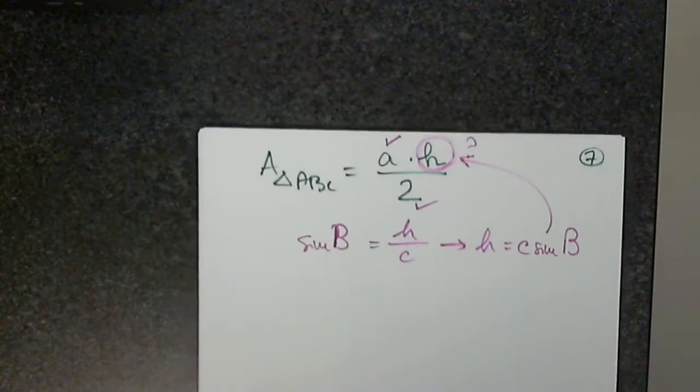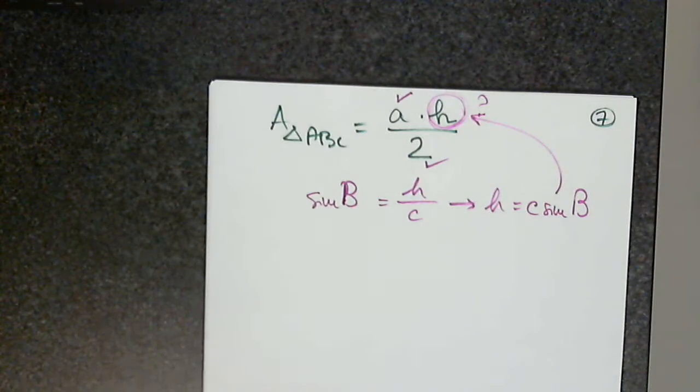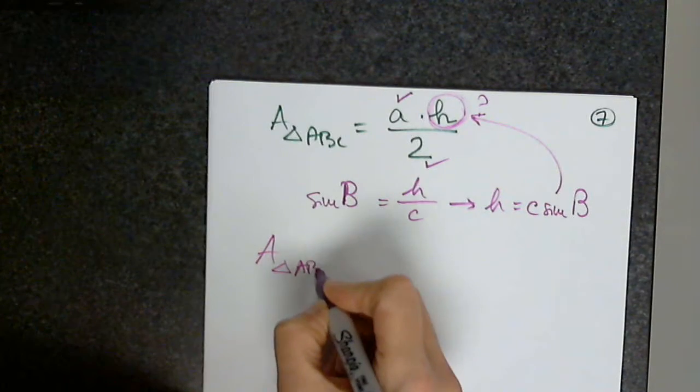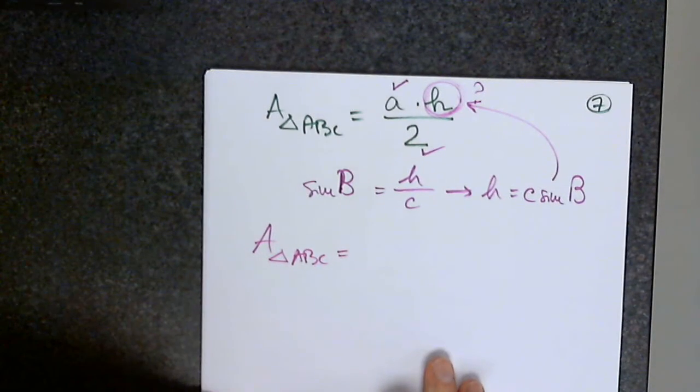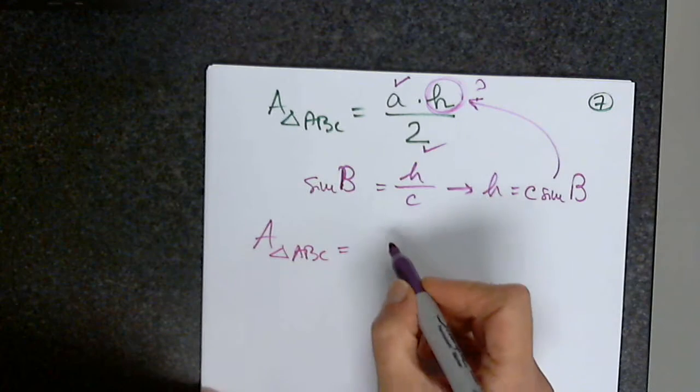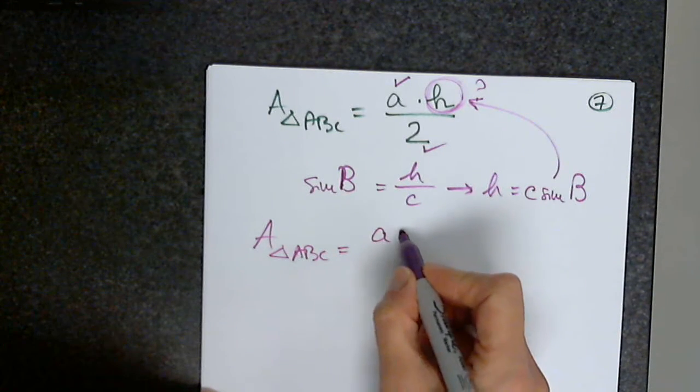But of course this works only, one more time, only if I'm given two adjacent sides and the angle in between. So then the area of the triangle ABC equals, can anyone dictate? A times C sine B.